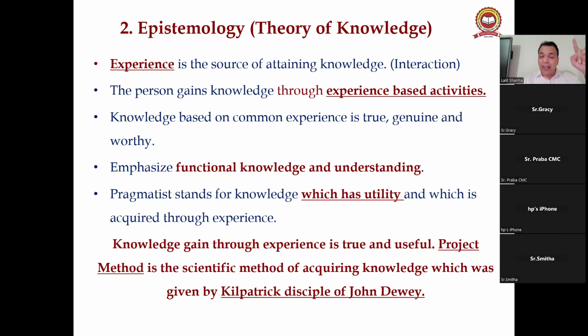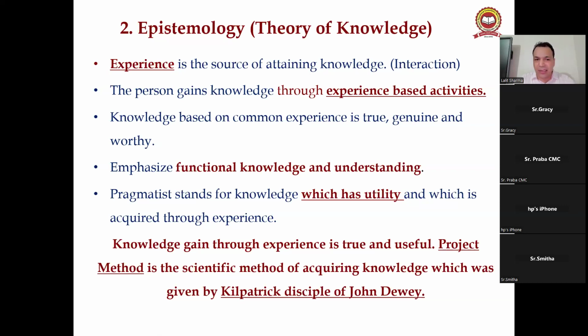If one ism is clear in your mind, then it will be easy for you to learn the other isms also. Idealism says we get knowledge through rational faculties, through insight. Mind is the gateway of knowledge. But in pragmatism, experience is the source of attaining knowledge. The person gains knowledge through experience-based activities. Knowledge based on common experience is true, genuine, and worthy.